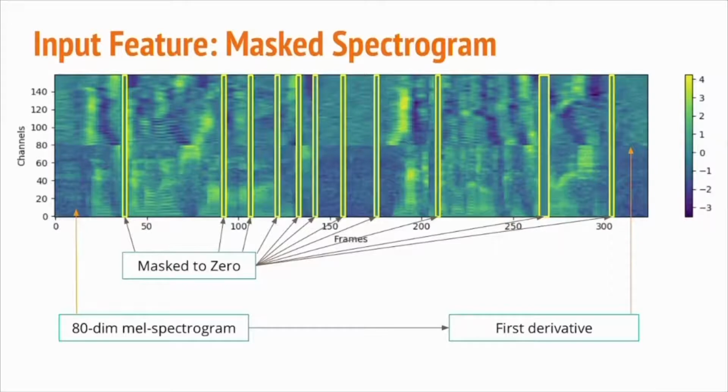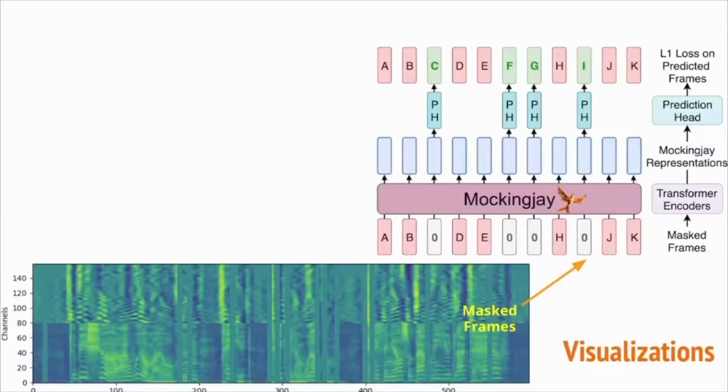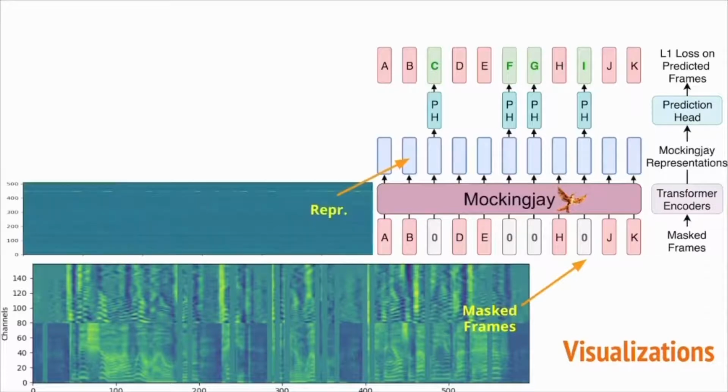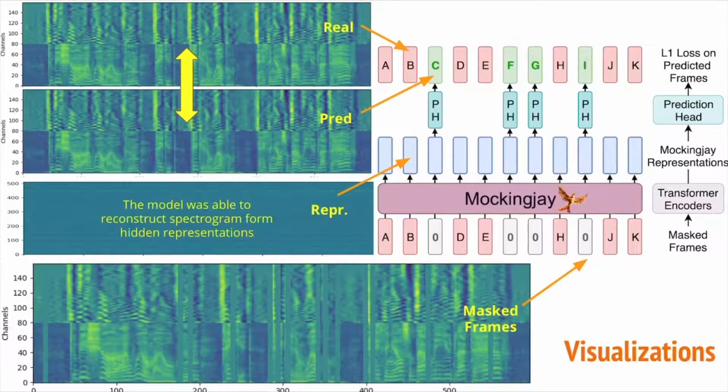We use an 80-dimensional Mel spectrogram with its first derivative. The masked frames are highlighted in yellow. So the model takes masked frames as input and generates Mockingjay representations. Then the model predicts and reconstructs the original frames. L1 loss is used to compute the reconstruction error. Note that the predicted frames and real frames look almost identical. They are real samples, while the hidden representation looks nothing like them.